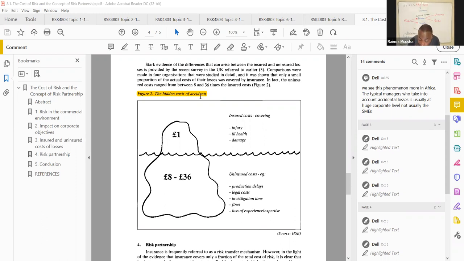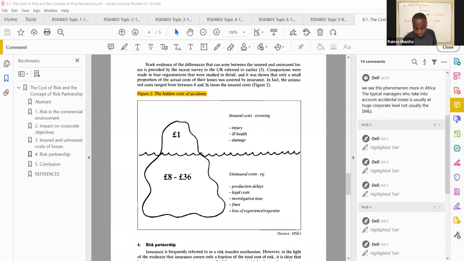We look at the hidden cost of an accident. Normally, we are going to be insured for, for example, an injury, ill health, or damage. But then there are these other uninsured costs, like production delays, legal costs, investigation time, fines, or loss of experience or expertise as well. So what do we see? What the insurance company is going to be paying you is more like an iceberg, where when you see it from the top, it's just this small part, but at the bottom there are even bigger costs that are going to be incurred as well.